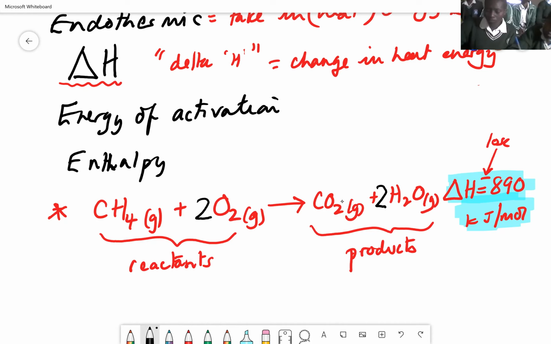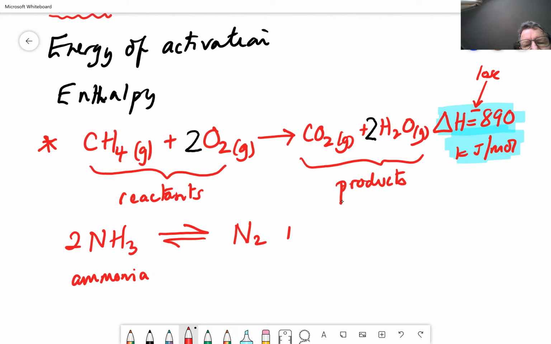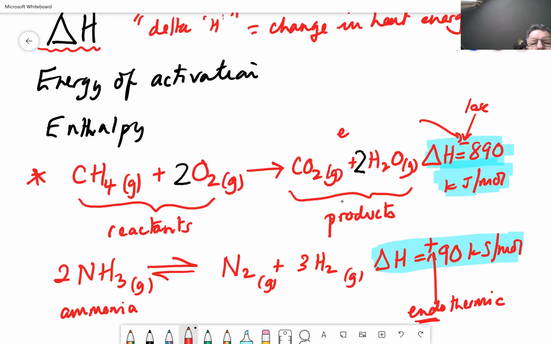Here's a different example. If I take ammonia, NH3 is ammonia, if I take two of these, they react in a reversible reaction to form nitrogen and three hydrogens. They're all gas. But the delta H for this is positive 90 kilojoules per mole. So in this case, it is taking in heat. That's really important: this plus here means endothermic. So endothermic will absorb heat from the surroundings, whereas the one higher up, this one here, means exothermic. It is giving out heat.